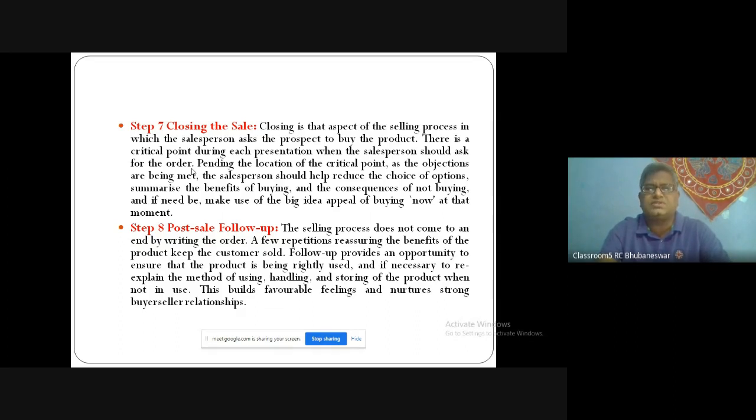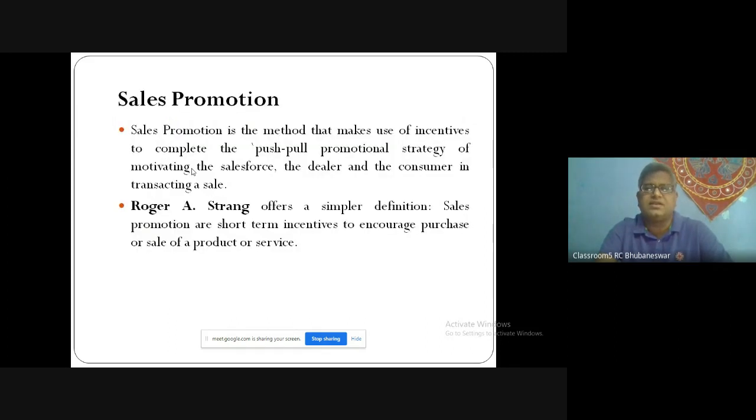If you close the sales, the selling process is the last process, and some critical points have to be focused on. Choice of option, you can summarize the benefits of buying, and the last one is post-sale and follow-up action. If you talk about follow-up action, then you can provide some opportunity to ensure that the product is rightly used and favorable feelings, and you can nurture the buyer and seller relationship in a good way.